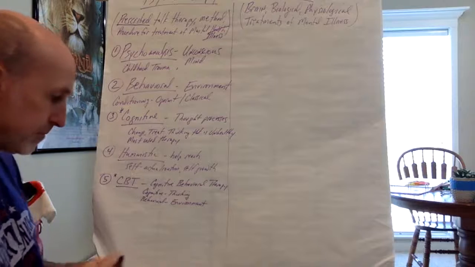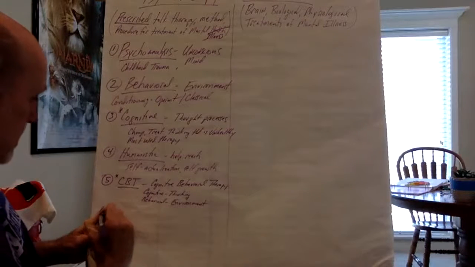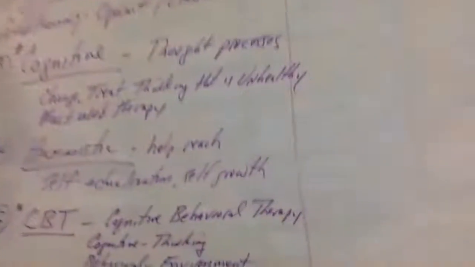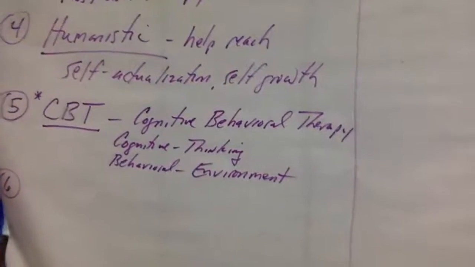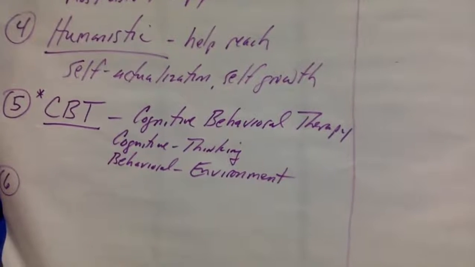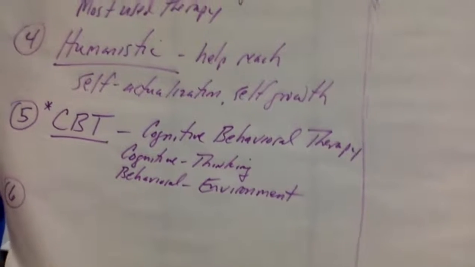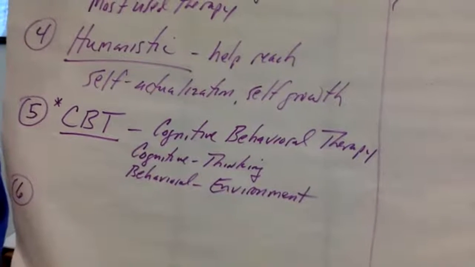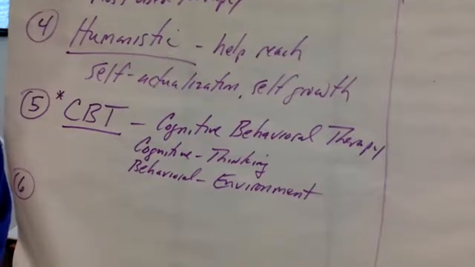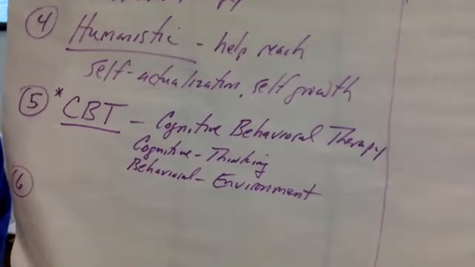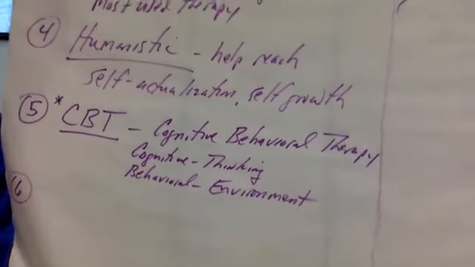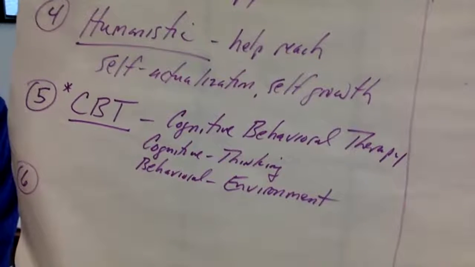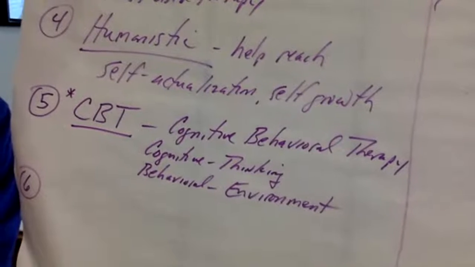And the last one, number 6. Let me show you a close up of that real quick so you can write that one down. Number 5 is cognitive behavioral therapy. It's currently probably the most prescribed therapy technique that we have. It combines cognitive, which is thinking, and behavioral, which is environment. So I'm going to treat simultaneously, looking at the thinking processes involved and how those interact with your environment.